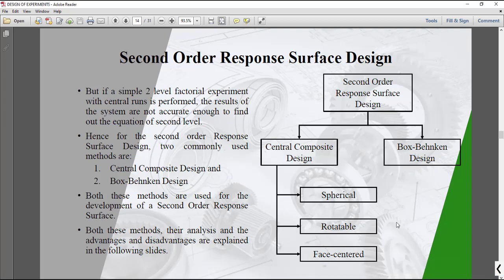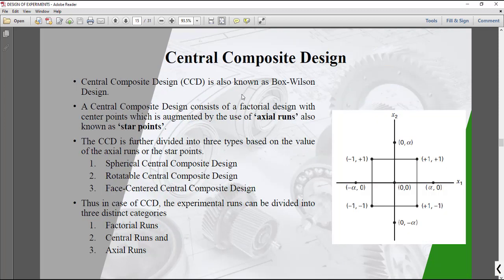Okay, so first of all we will look at central composite design. So what is happening in central composite design? A central composite design is also known as Box-Wilson design. These are also two statisticians who came up with this design. Why are we using central composite design? To create a second order response surface, right?